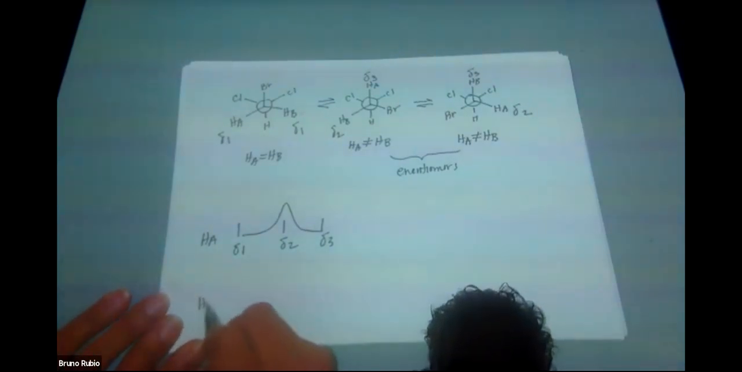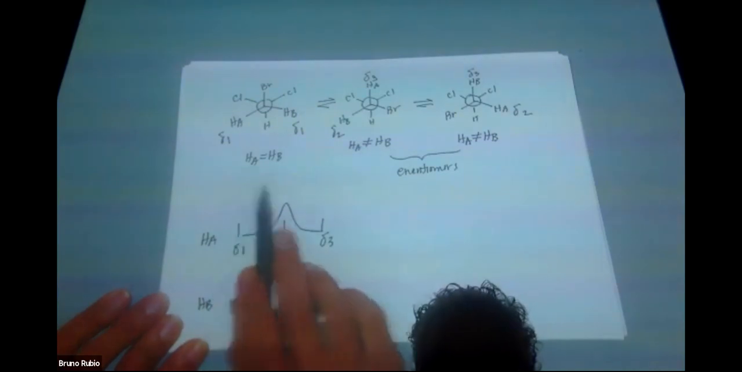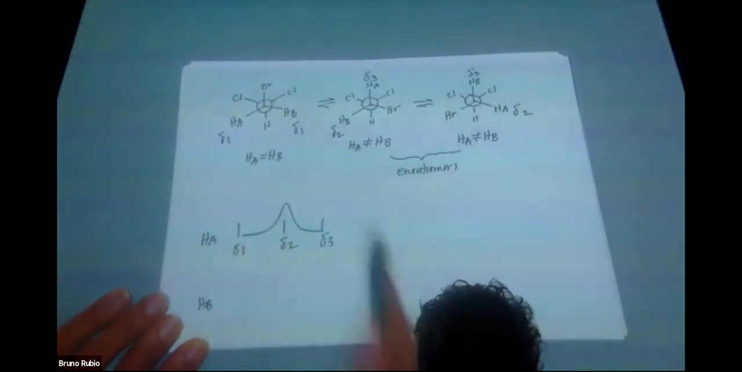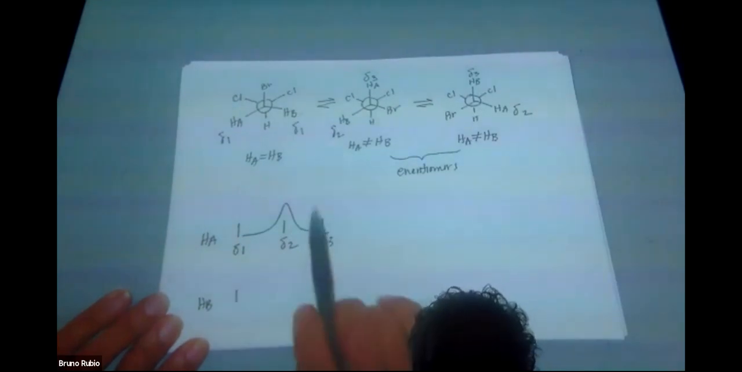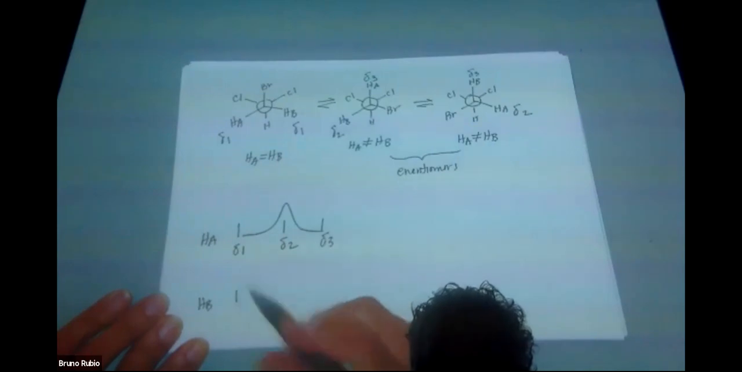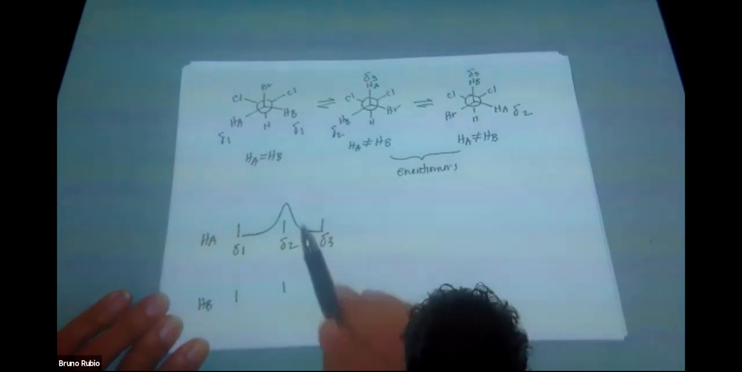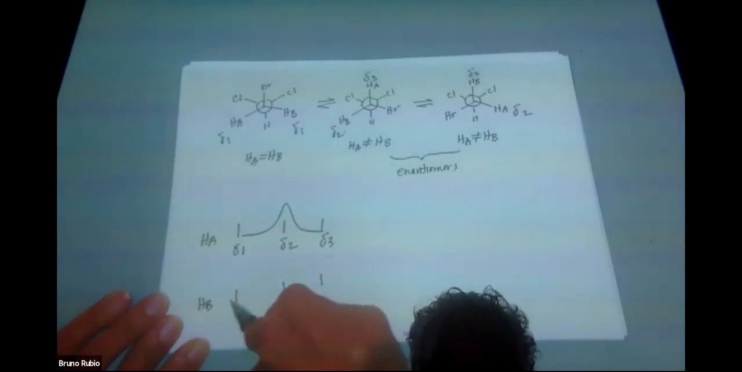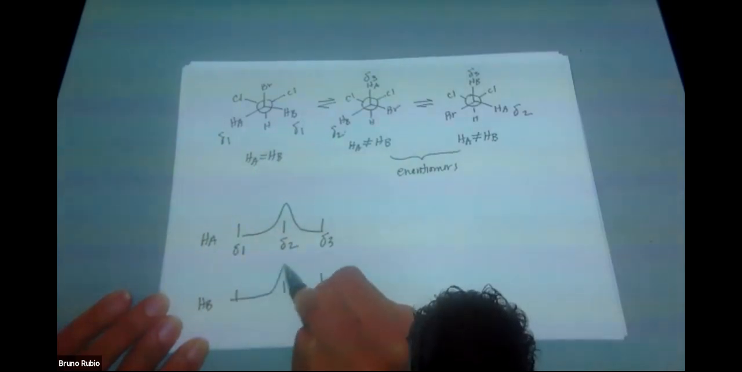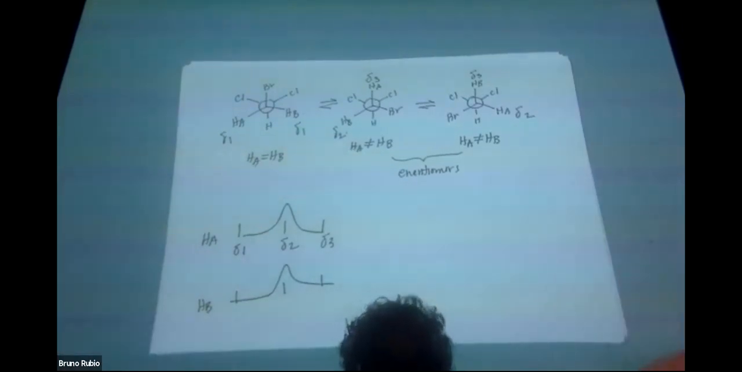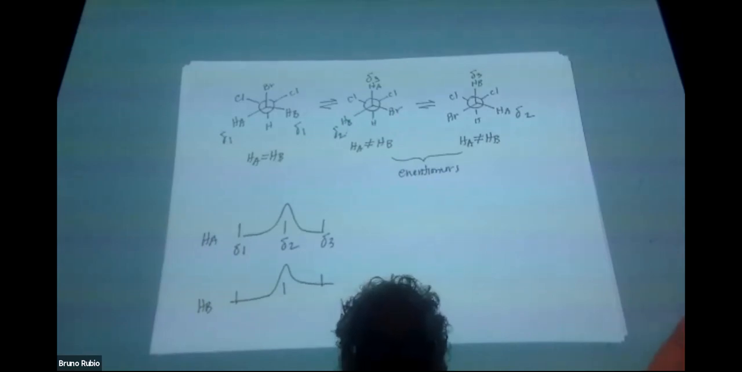Now let's look at HB. Is HB ever delta 1? Yeah, it is. Is HB ever delta 2? Yeah, it is. Is HB ever delta 3? Yep, it is. And the NMR sees the signal average. It's exactly the same pattern. HB and HA have exactly the same pattern, exactly the same result.